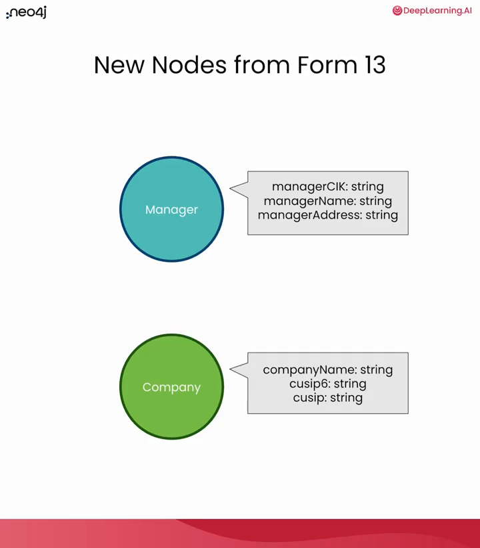Now from each row, you will create 2 nodes, one for the management company and one for the company that they invested in. The management company nodes will have a manager label. They'll be unique based on the central index key from the SEC, and they'll also have a manager name property. The company nodes will have a company label. They will be unique based on the CUSIP-6 identifier. The company nodes will also get a company name and a full CUSIP property from the Form 13 data.